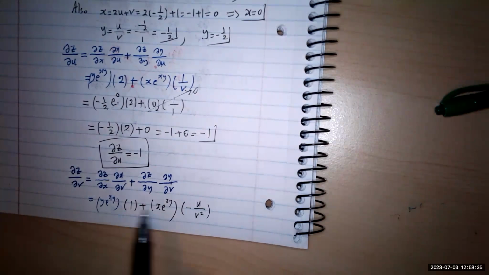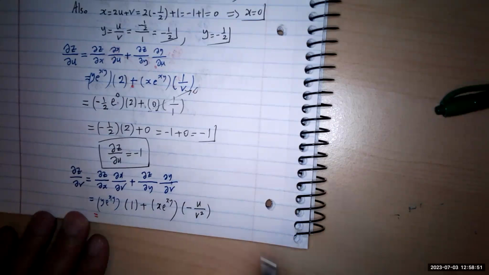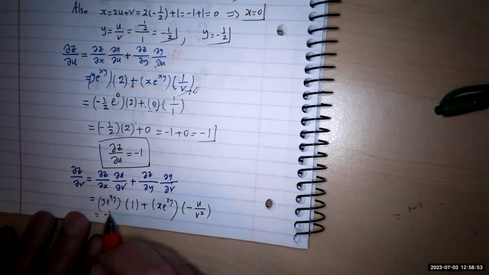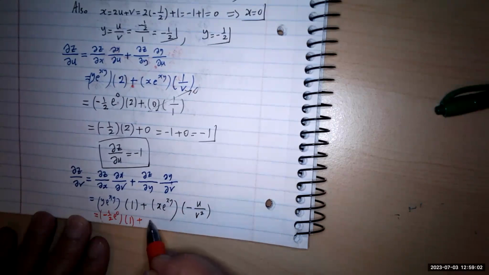Okay, so the first part is going to be the same, so you don't have to repeat it. Now again, you substitute the numbers that you have to get this result. So this is going to be equal to, your Y is negative half, unchanged, this one, negative 1/2 e to the 0, times that by 1. And over here, X was 0, so everything would be 0 because of the X. Then you substitute for the U and the V.